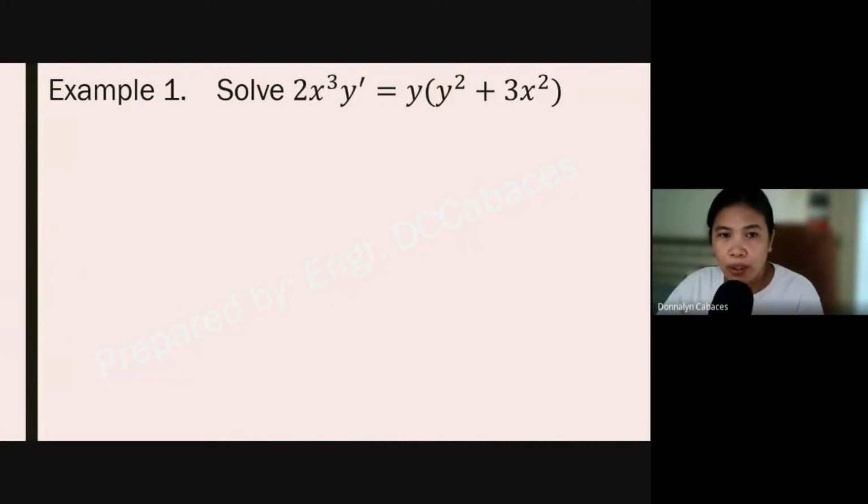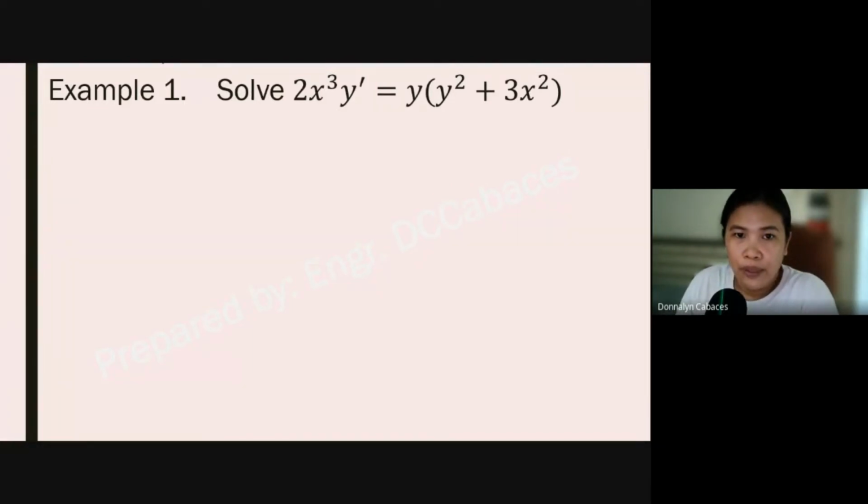Example number 1, solve 2x cubed y prime is equal to y times the quantity y squared minus 3x squared. So first is to present it in the form of a Bernoulli equation for us to know that it is really a Bernoulli equation. So you have here your y prime. If it is a Bernoulli equation, it would be y as the dependent variable, since it is the only one term only.